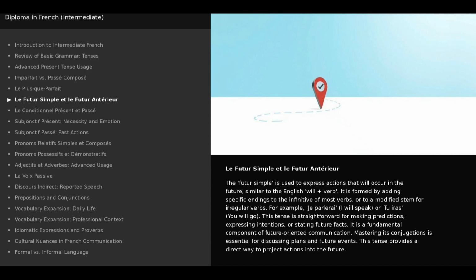This tense is straightforward for making predictions, expressing intentions, or stating future facts. It is a fundamental component of future-oriented communication. Mastering its conjugations is essential for discussing plans and future events. This tense provides a direct way to project actions into the future.